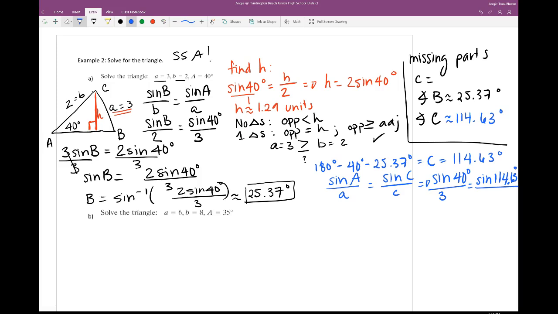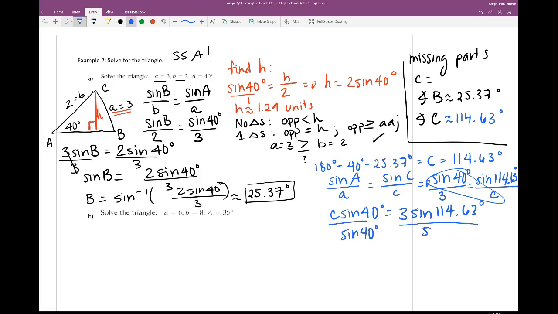So sine of 114.63 degrees over C, cross multiply, so C times sine of 40. C times sine of 40 degrees equals 3 times sine of 114.63 degrees. Divide both sides by sine of 40 degrees, okay? I'm just going to use my graphing calculator really quick to punch that all in.